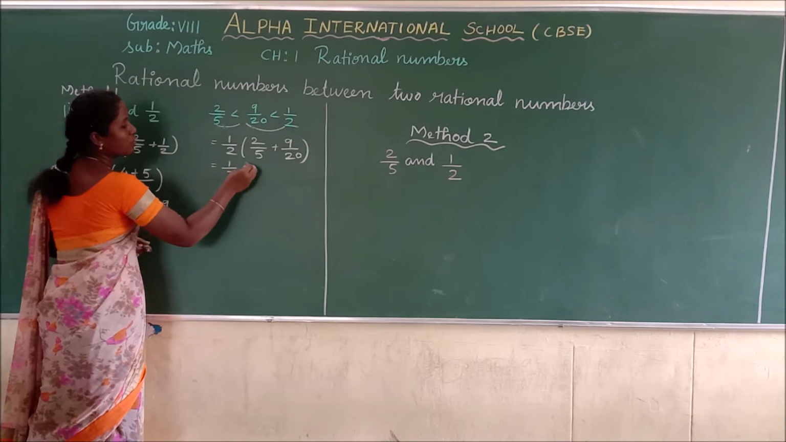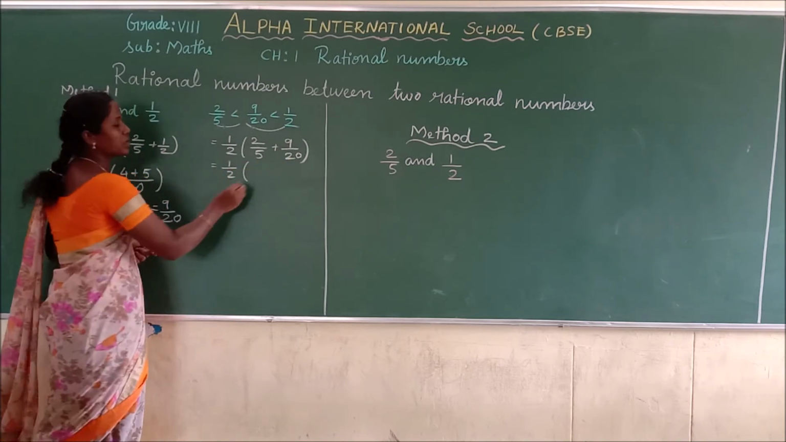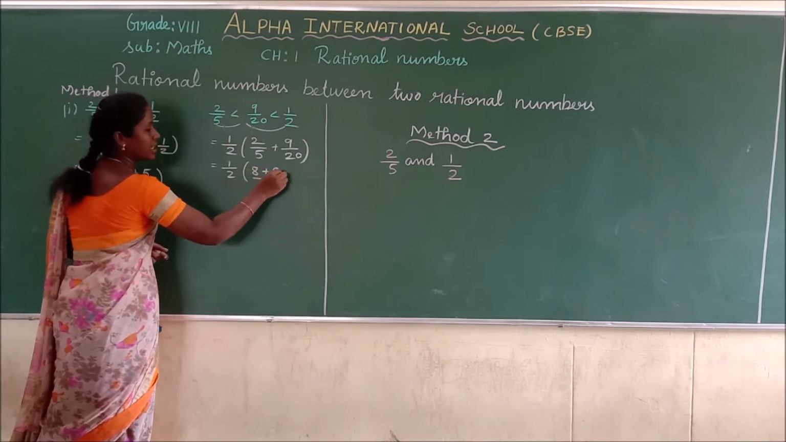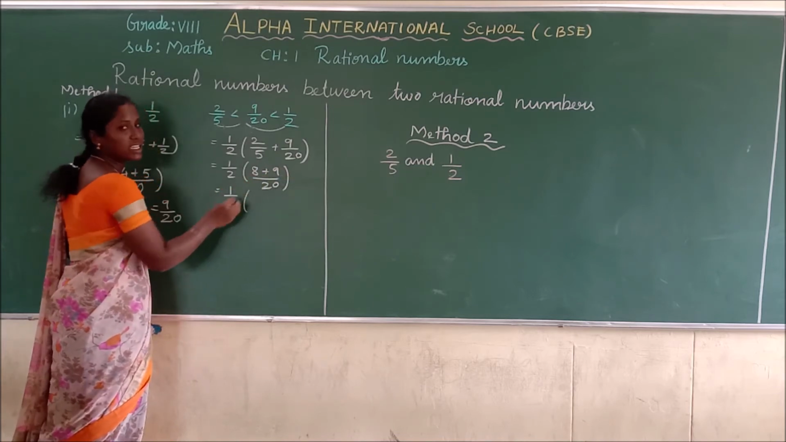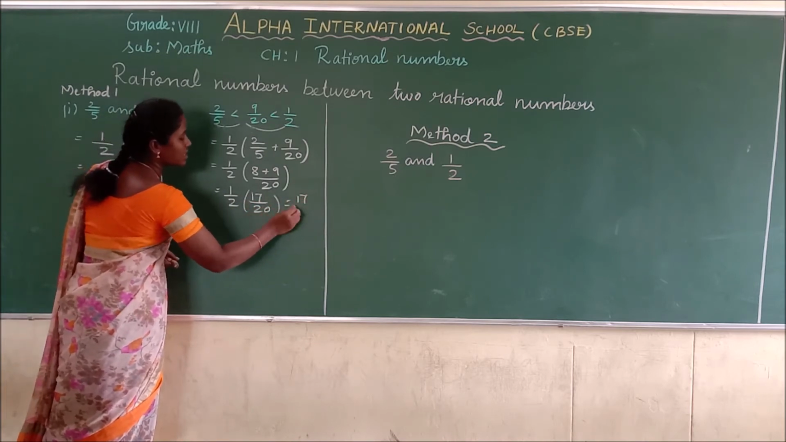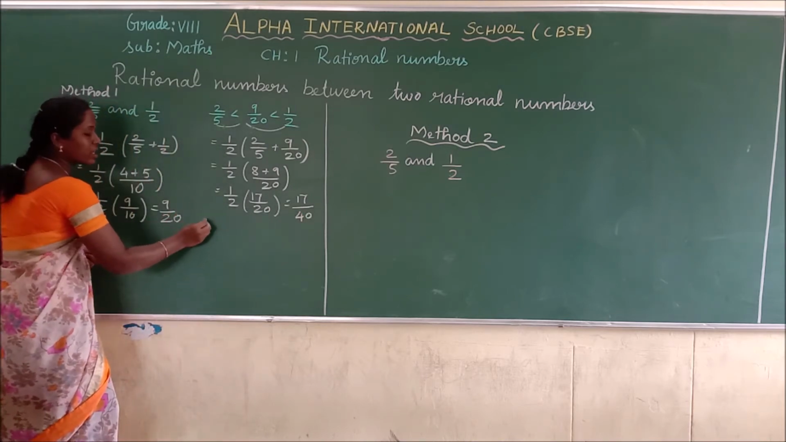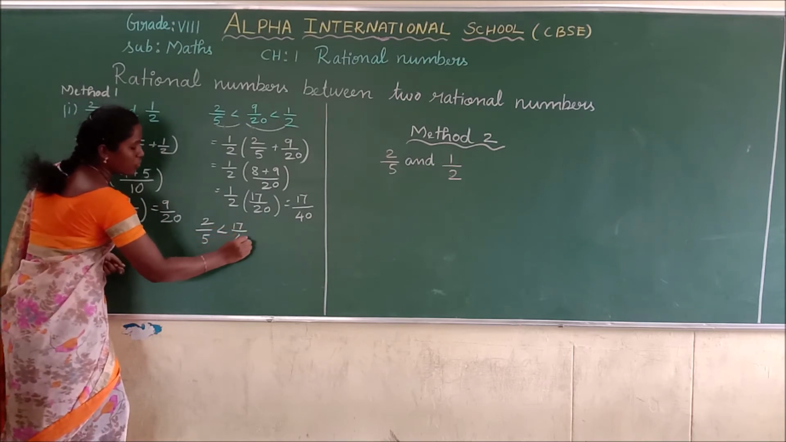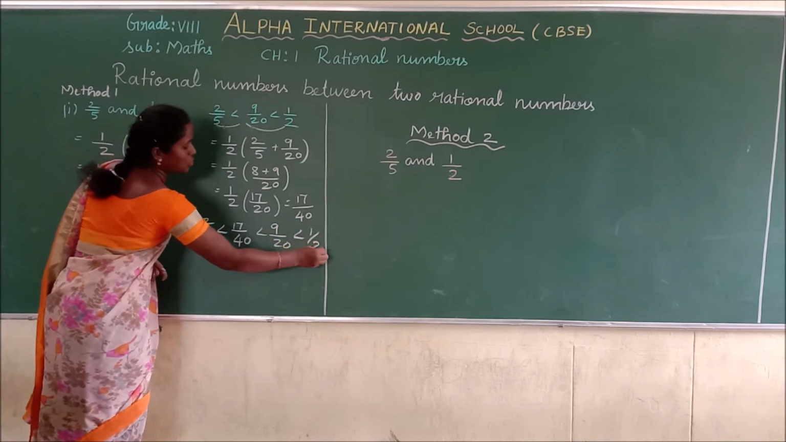Again you have to take the LCM. What is the LCM for 5 and 20? That is 20. So 4 twos are 8, plus 9. What is the value you are getting? 1 by 2 of 8 plus 9 is 17 by 20. So the final value is 17 by 40. So we can represent it as 2 by 5, 17 by 40, 9 by 20, 1 by 2.